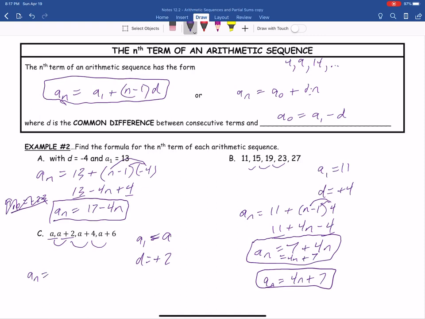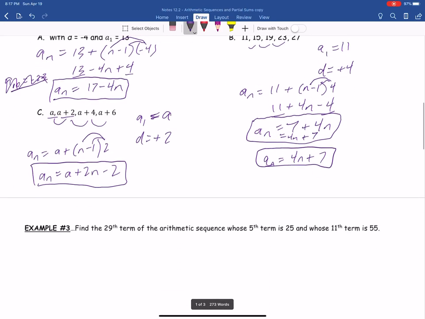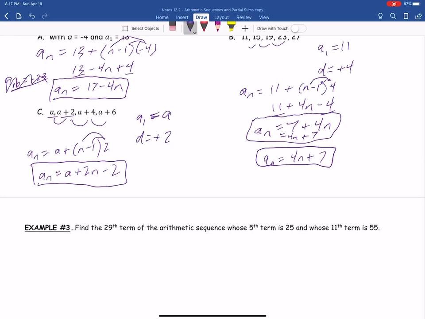So A sub n is equal to A plus n minus 1 times 2. All I'm going to have to do here is distribute and write it out nicely. A sub n is equal to A plus 2n minus 2. Done.